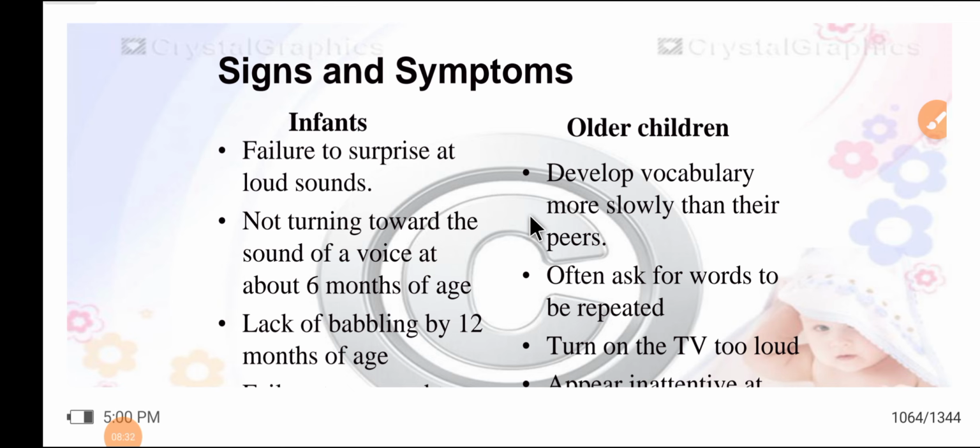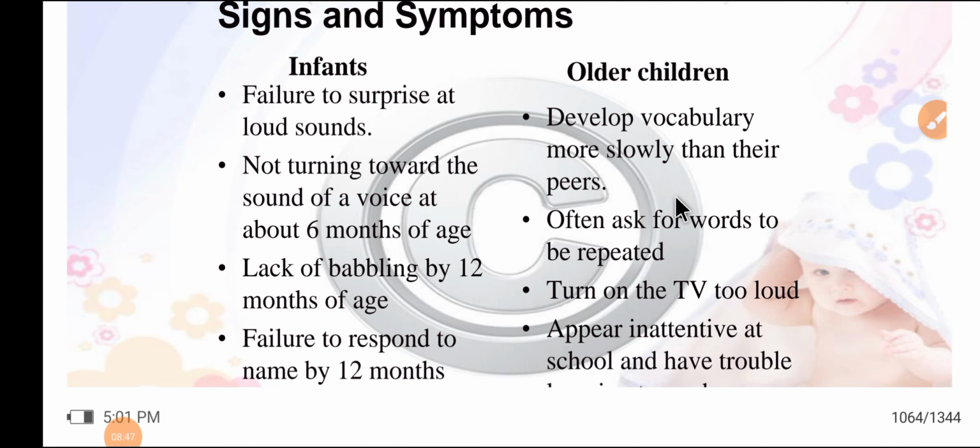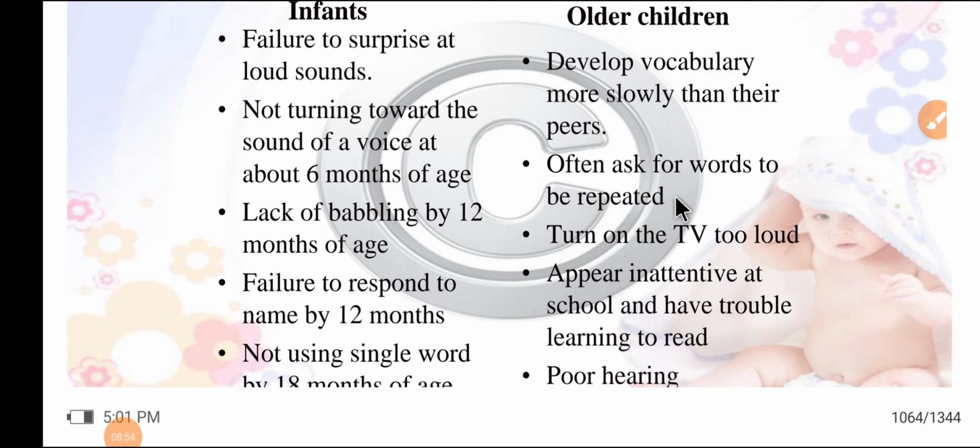Older children develop vocabulary more slowly than their peers, often ask for words to be repeated, turn on the TV too loud, appear inattentive at school and have trouble learning to read.